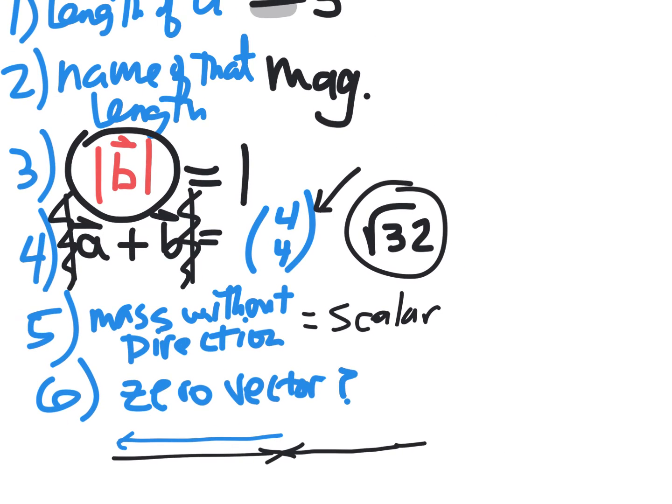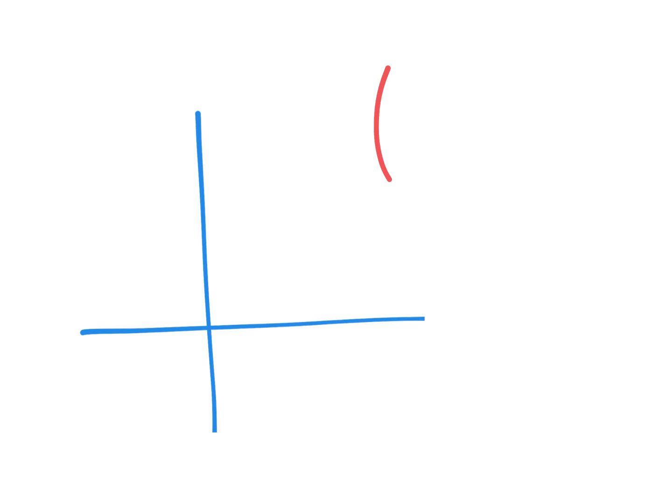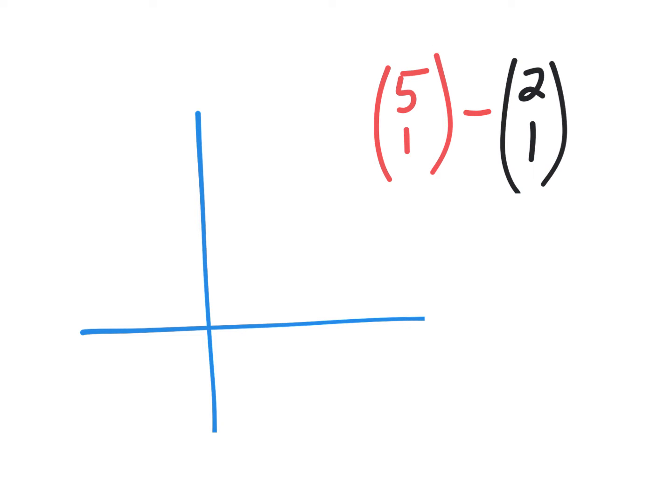Okay. I feel like you understood that, but I need to find out. Now let's talk more about adding and subtracting vectors. Let's do subtracting vectors. Would you please take (5, 1) and subtract the vector (2, 1).